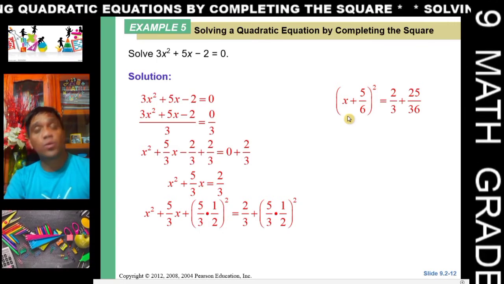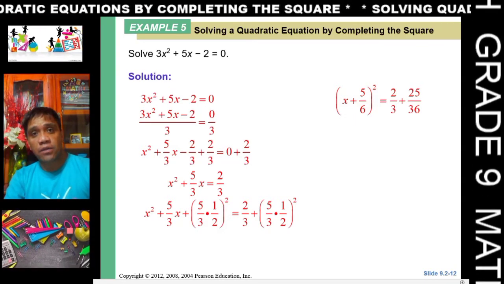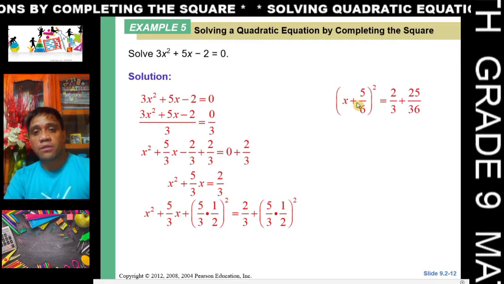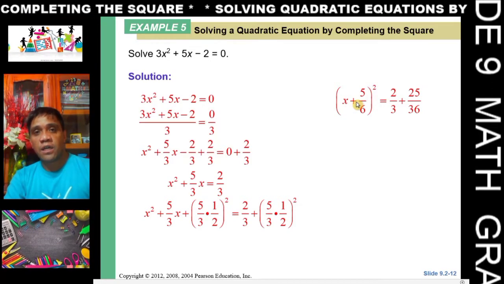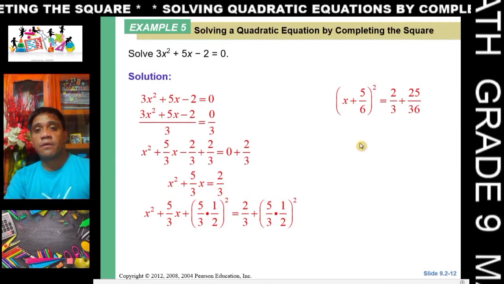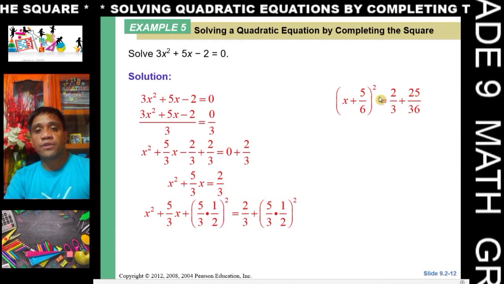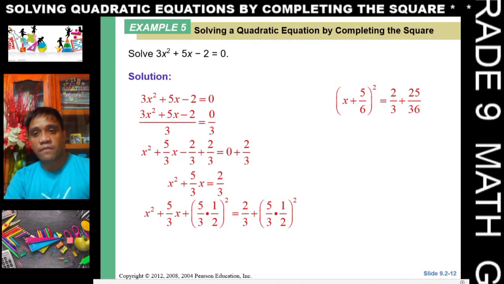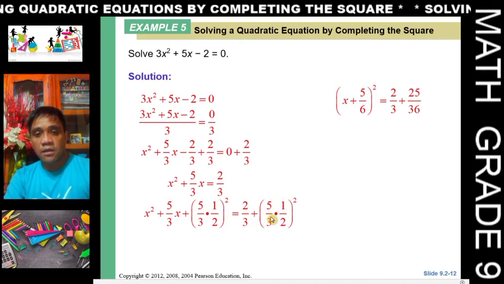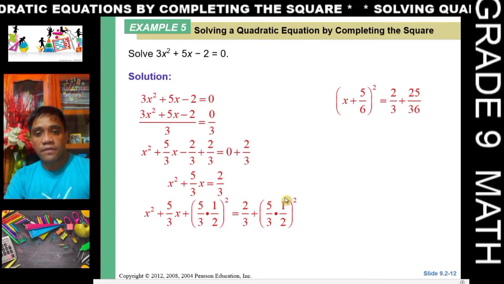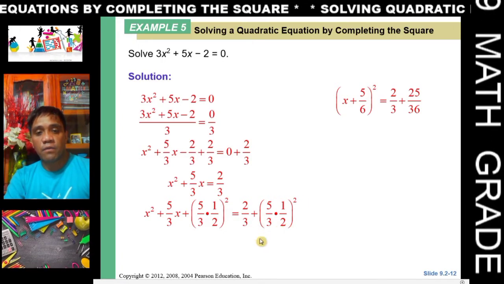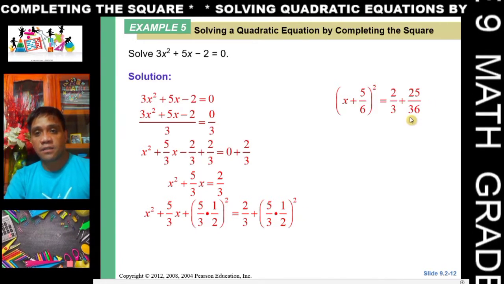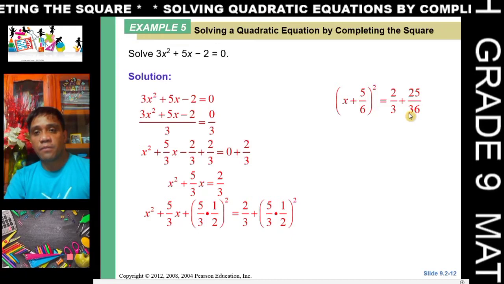Take note, whatever the half is, that is how we cater it. If the linear term is negative, the term in the binomial, the factor term, is also negative. Okay? So we have now 2/3 on the right side plus 25 over 36. Why did it become 25 over 36? Because this is equivalent to the square of 5 over 6. The square of 5 is 25, and the square of 6 is 36. So that is why it became 25 over 36.